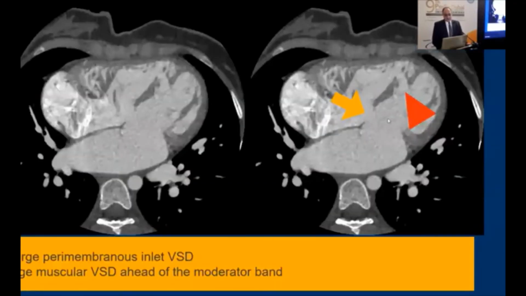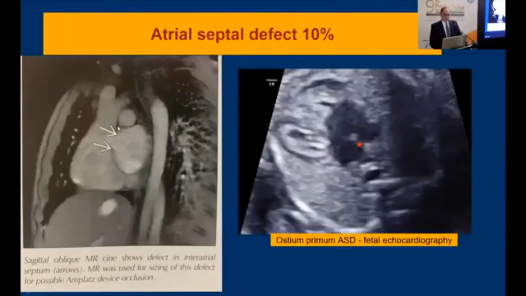In the CT scan, here we can see ventricular septal defects, two ventricular septal defects. Another example in the MRI: atrial septal defect by MRI between both atria, which can guide the procedure for closure. And here is an antenatal ultrasound that shows clearly this atrial defect in this child.